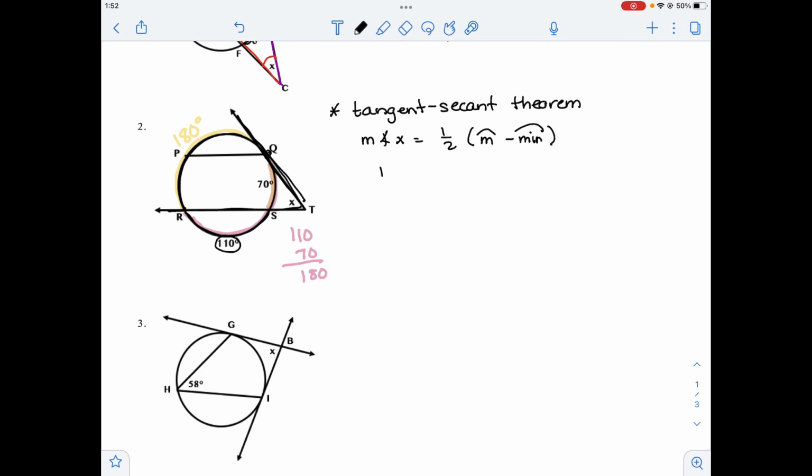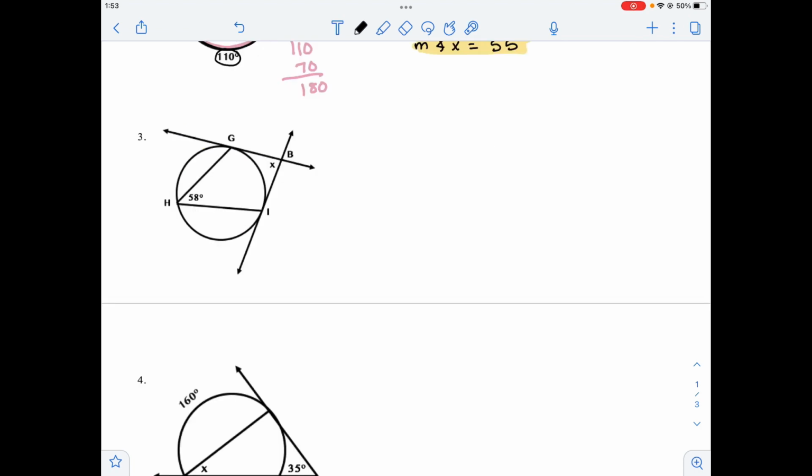So we have measure of angle X is equal to 1/2 the major, subtract the minor, so we get 1/2 of 110, and we end up with the measure of angle X equals 55 degrees. Let's look at number 3.